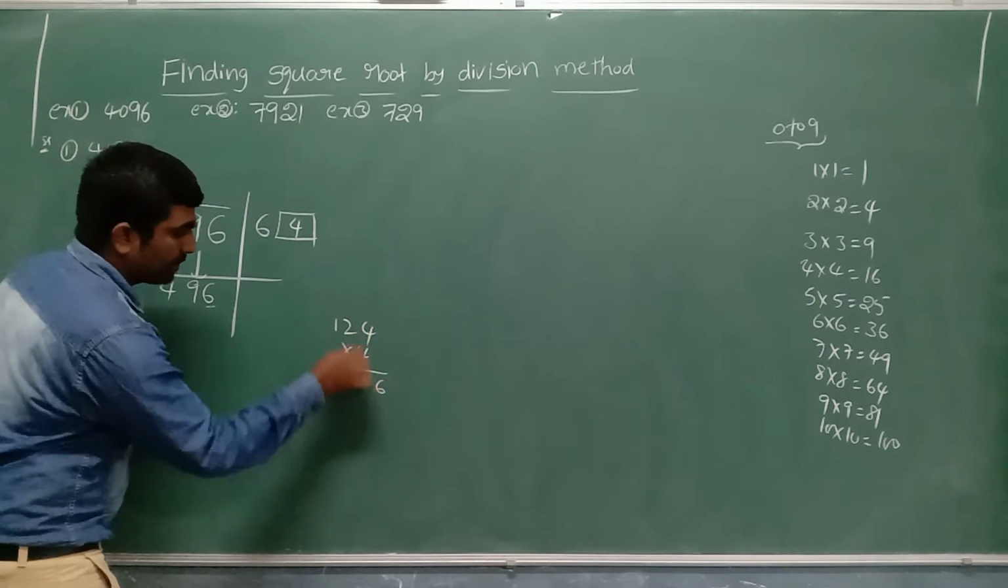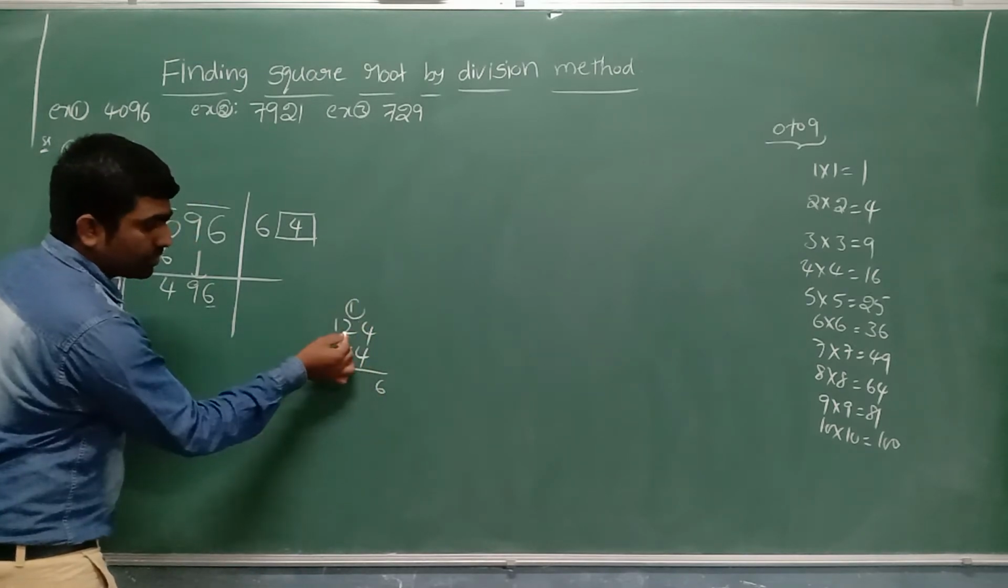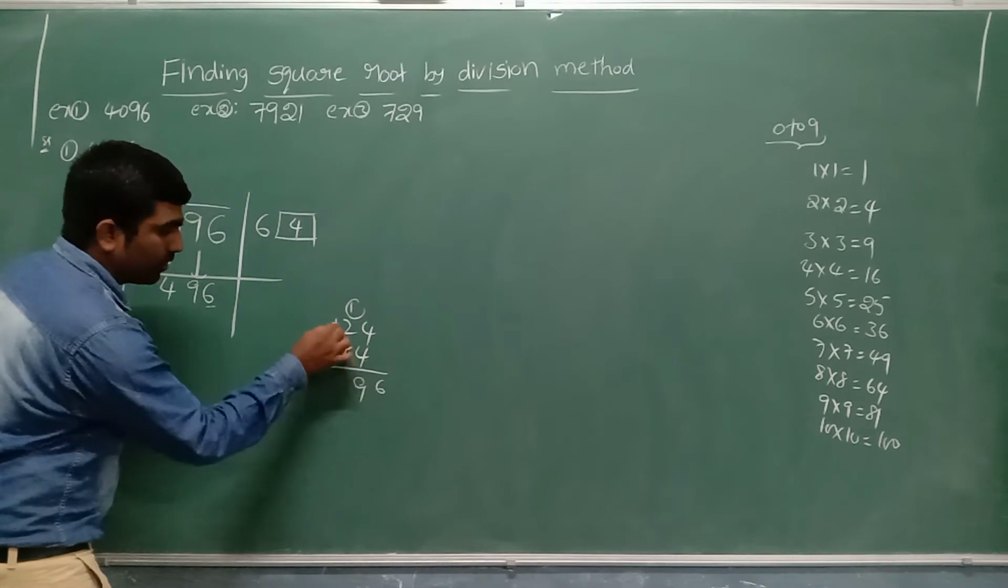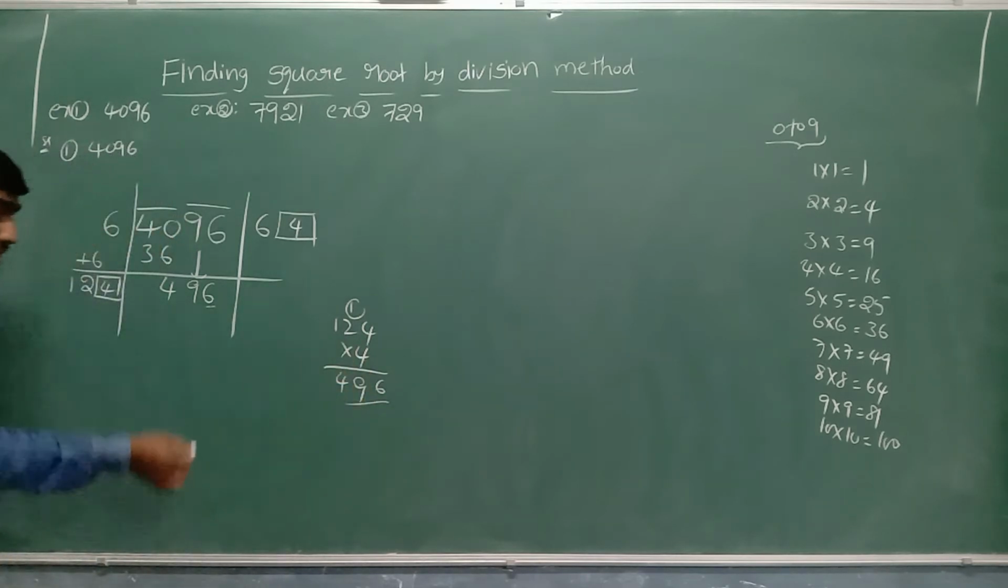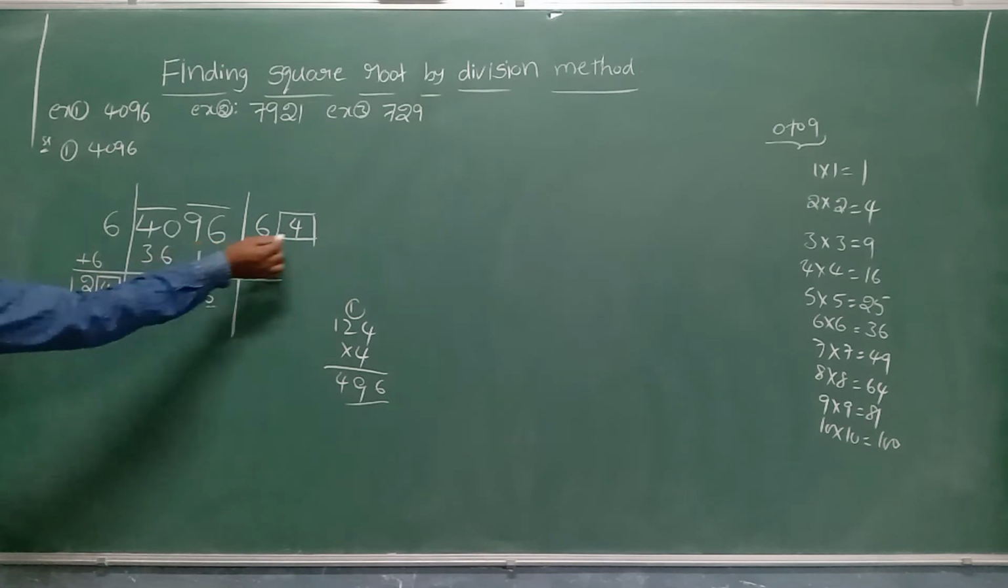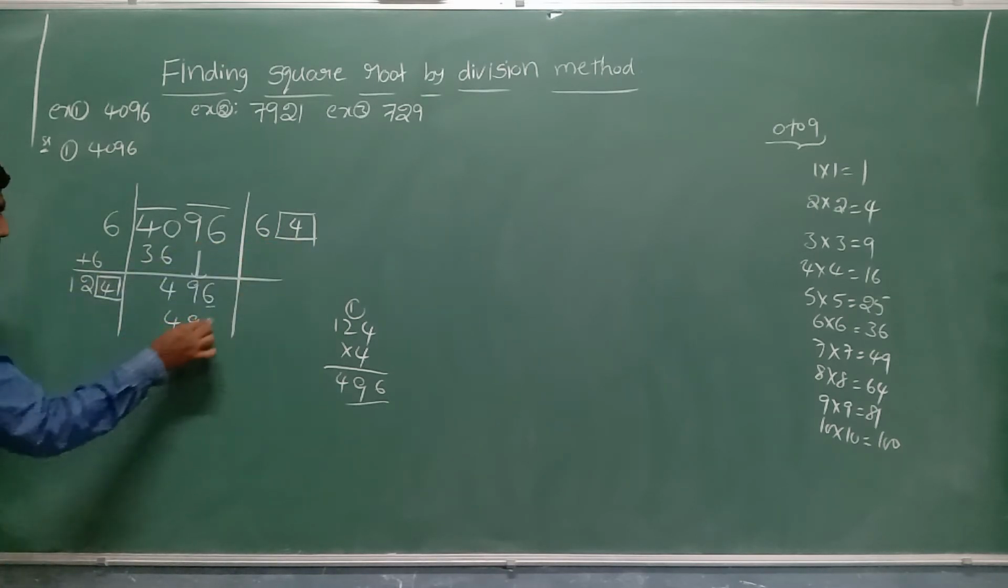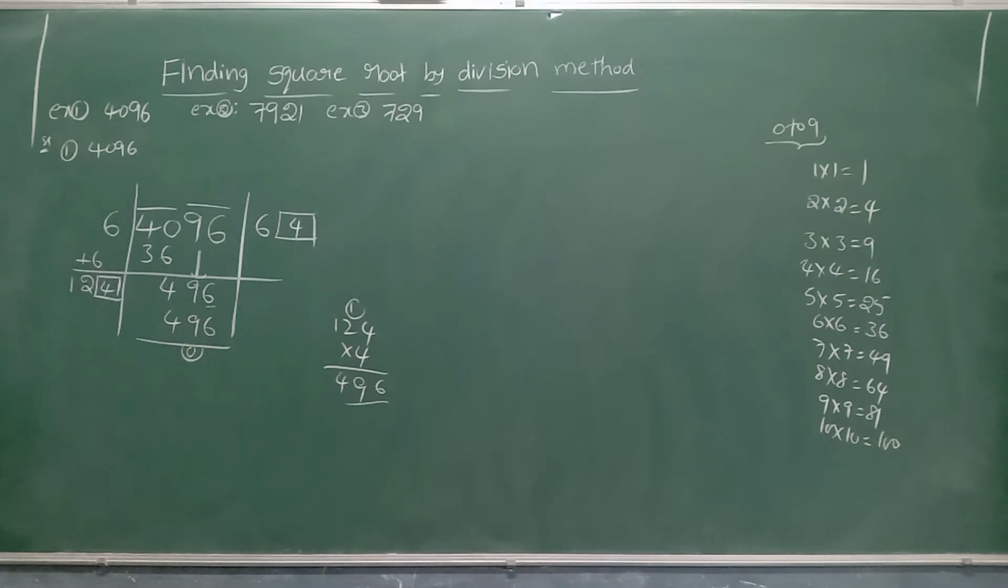4 4s are 16. 4 1 4, 2 is 8 plus 1, 9. 4 1 is 4. Yes, I got 496, which is exactly equal to our given dividend. 124 4 is how much beta? 496. What is the remainder? 0. Once remainder is 0, we can stop the process.